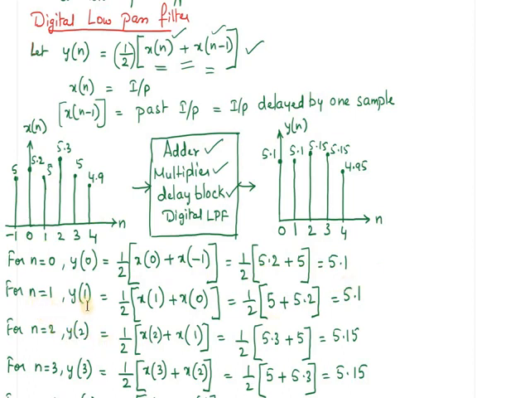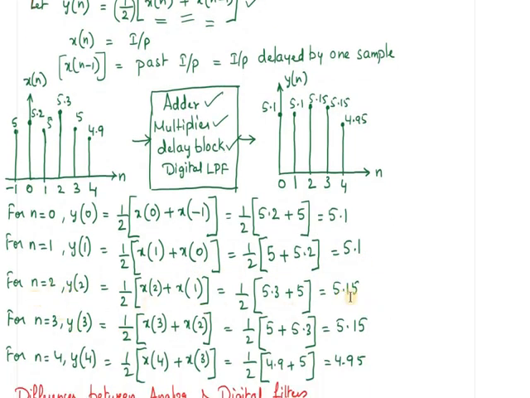Similarly for n equal to 1, y of 1 is equal to 1 by 2 into x of 1 plus x of 0, so we get 5.1 here. Similarly for n is equal to 2 we get 5.15, for n is equal to 3 we get 5.15, and for n is equal to 4 we get 4.95. If you represent all of these samples in the form of a graph, this is the output. If you see the difference between the input and the output, there are more variations in the input, whereas the output graph has comparatively less variations. So this is how a digital low pass filter works.